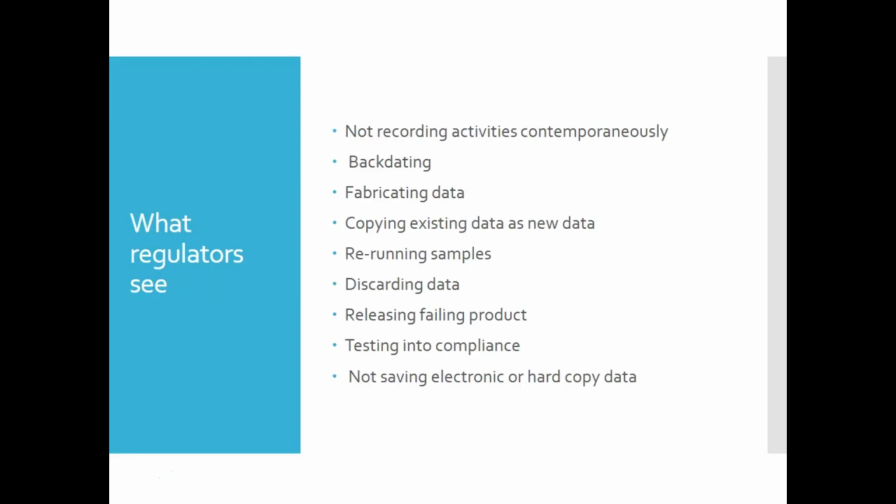So when you're being audited by a regulatory body and you have breaches of data integrity, the kind of things that regulators will see more often than not are things like backdating of data or fabricating or falsifying data or results, rerunning samples when you get a failing result without carrying out a formal investigation, or discarding data that's outside specification or data that fails spec for any reason, releasing of failing results, or testing samples into compliance, which would be another one that's normally picked up or highlighted during audits, and not saving electronic or hard copy data. These are the kind of things that are very visible to auditors.